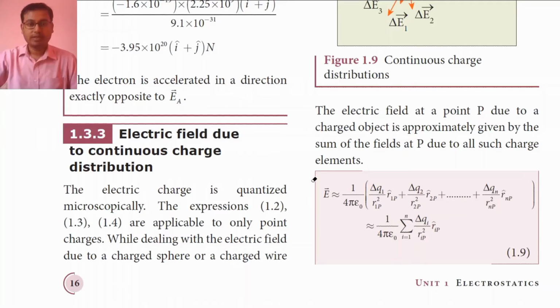Coming to our next topic, that is electric field due to continuous charge distribution. When we say continuous charge distribution, what does that mean? In our previous section, section 1.3.2, we have seen electric field due to a system of point charges. Here continuous charge means that charges are distributed at equal distance from each other and equal distance from an arbitrary point. The electric charge is quantized microscopically.